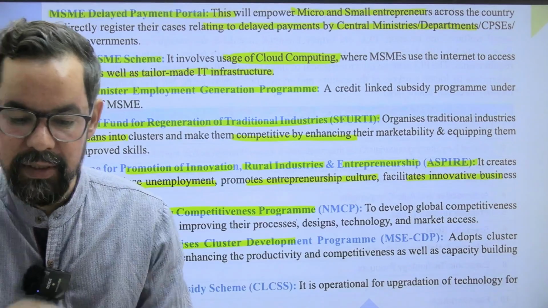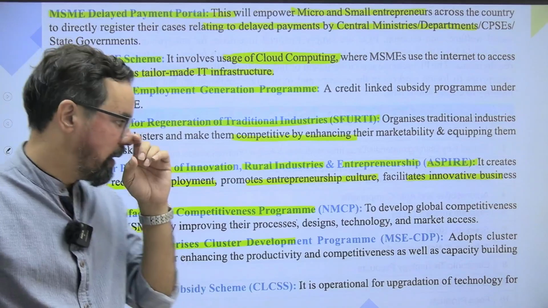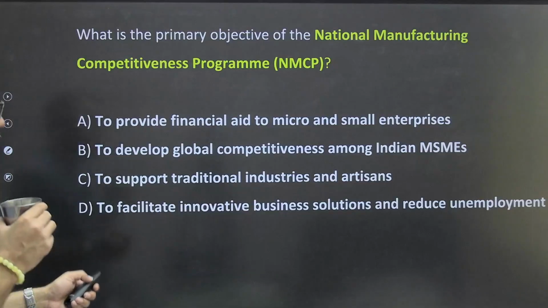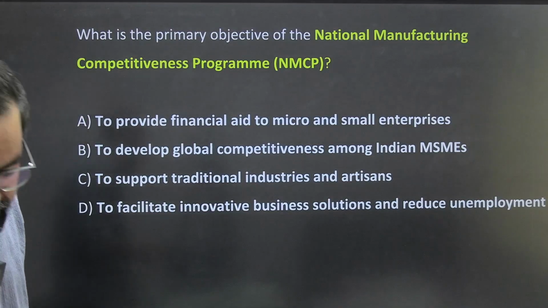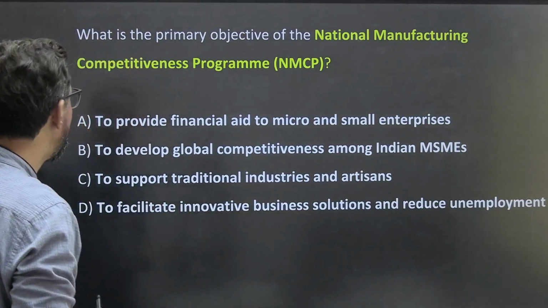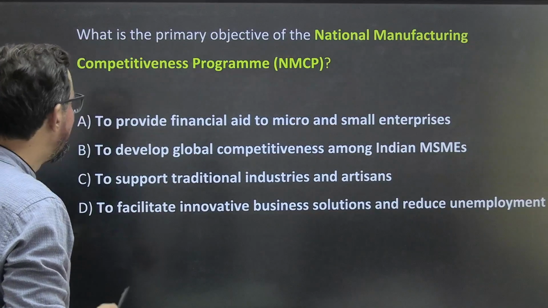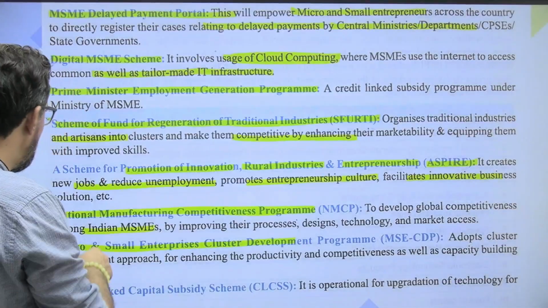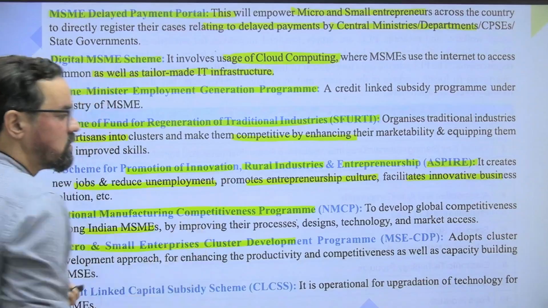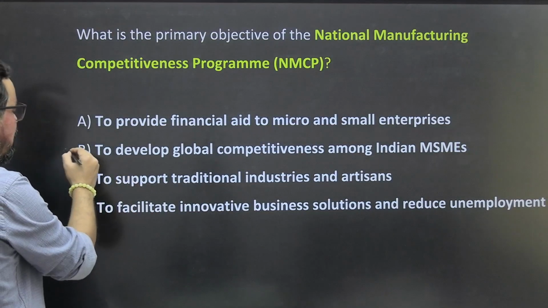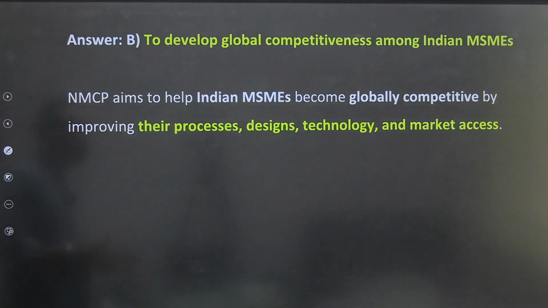All right, so this we have discussed in our previous session also, okay? And these topics are related to your previous class itself, okay? So एक और question दिख रहा है इसमें, yes. What is the primary objective of National Manufacturing Competitiveness Program? So National Manufacturing Competitiveness Program, ठीक है. So इसी में आपका ये था, ठीक है. So to develop global competitiveness among the Indian MSMEs, B will be the right answer for this one, ठीक है. So their process, design, technology and market access.